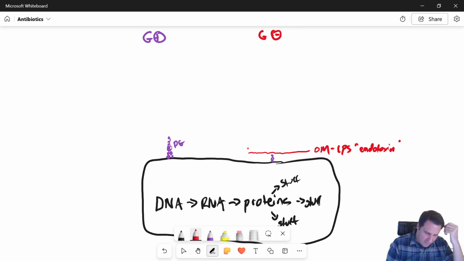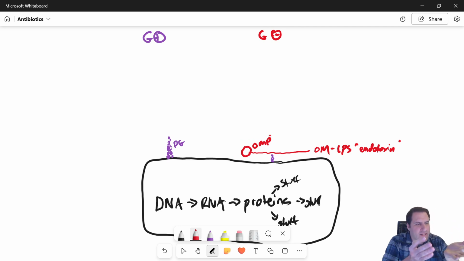But the only way through this is through a molecule called an outer membrane pore. And that is why there's generally a big distinction between antibiotics that work on gram positives versus antibiotics that work on gram negatives: you have to be able to get through that outer membrane pore if you're going to act on stuff intracellularly or even get at the cell wall in the intermembrane space.